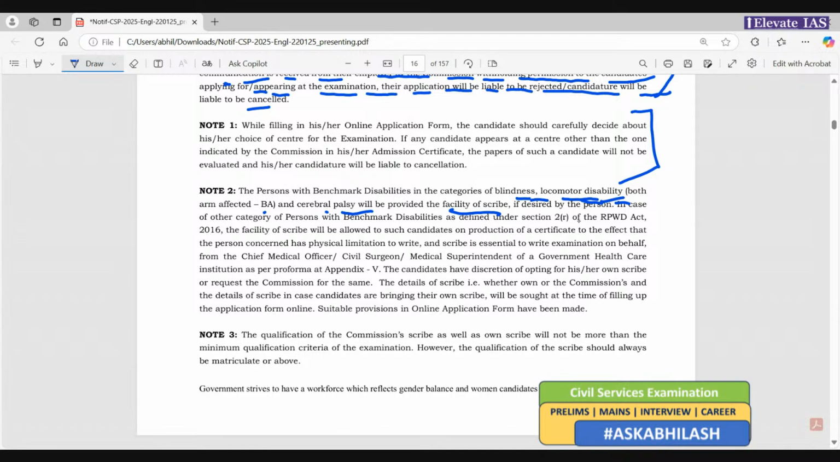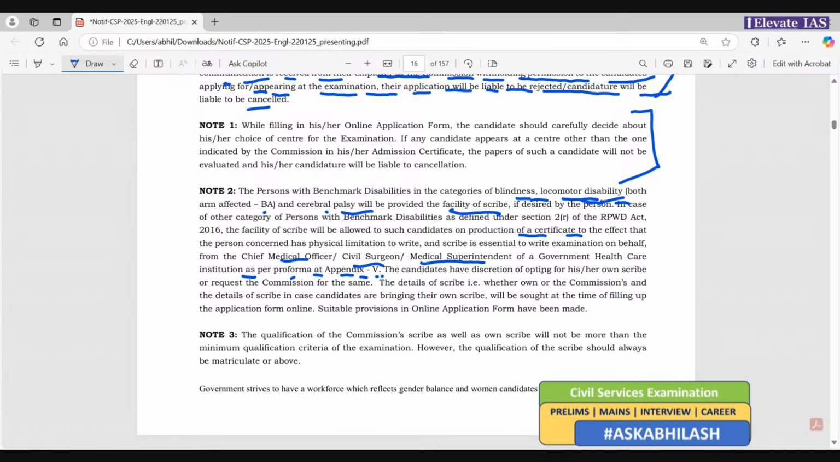Under the Act, if you need a scribe, you have to see that only candidates who have the certificate can get it, and the certificate must be from a chief medical officer, civil surgeon, or medical superintendent of a government healthcare institution as per the proforma at appendix 5, which is below. Your certificate should be according to this.